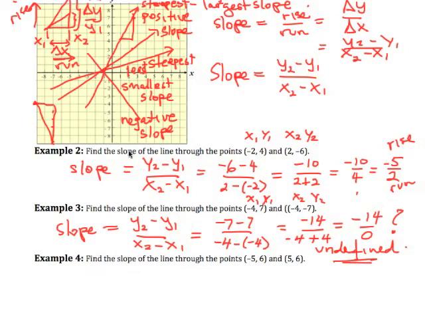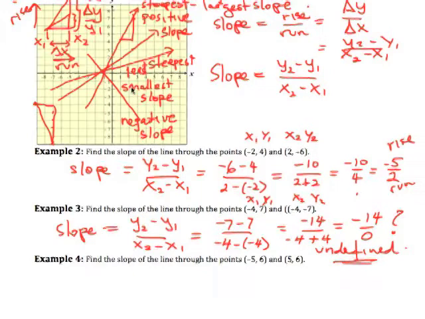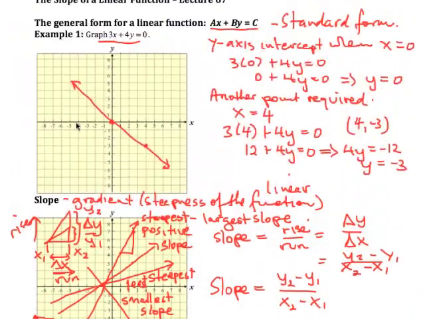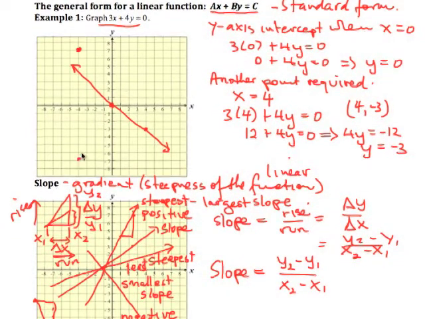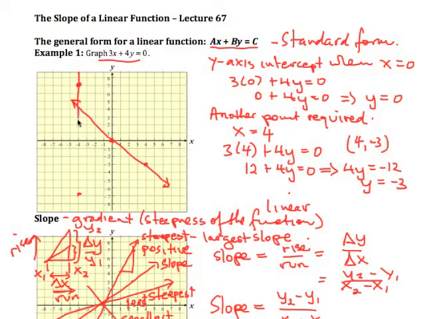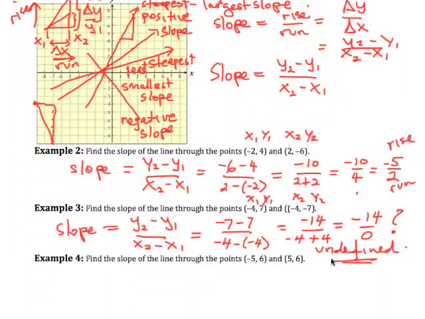All right, now why is that undefined? Well, if you look at the points, we have negative 4, 7, which was right here. And we have negative 4, negative 7, which is right here. And if I join those up, what do you notice? We have a vertical line. And so an undefined slope means a vertical line. And this of course is because the x values are the same. It's actually not moving anywhere in the horizontal direction.